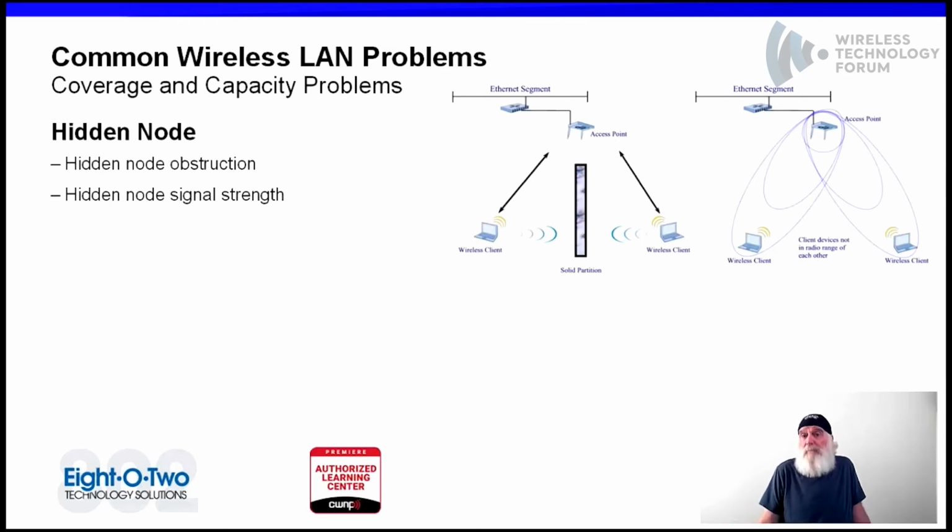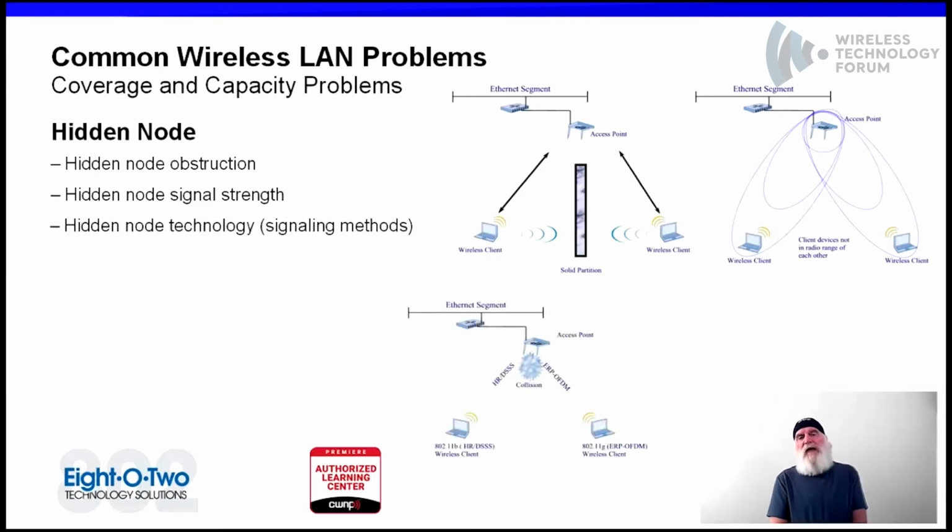So there you have a perfect example of a hidden node. It could also be based on the fact there are obstructions, but it's probably in that case more related to the fact that they just can't hear each other. Or they're within the same, larger area, and they're spread so far apart they cannot hear each other. Another one I like to call hidden node technology, and that's where we have the signaling methods.